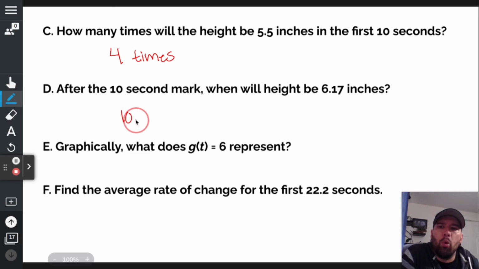At 10.287 seconds. So we didn't have to wait long at all after the 10-second mark. So not long at all.